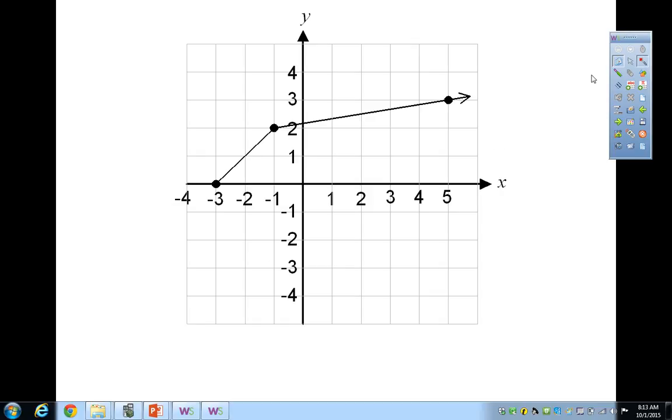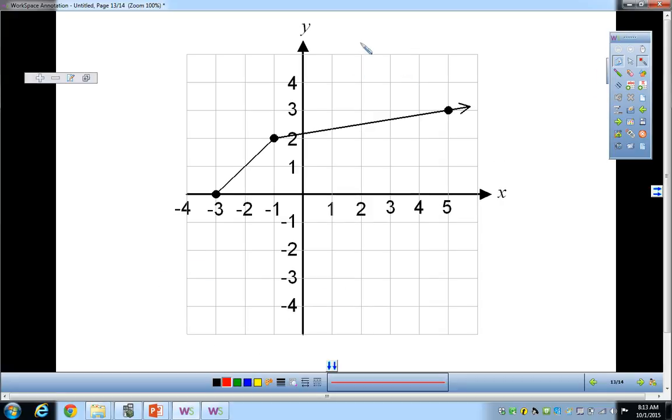So these are kind of tricky. They want you to state what is the domain. What's the domain of this function? What's the domain? What are the possible x values? Amanda. -3, -1, and 5.